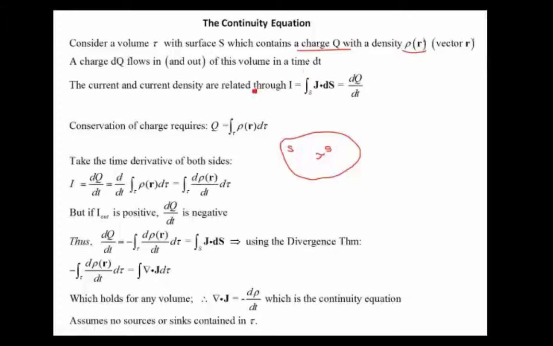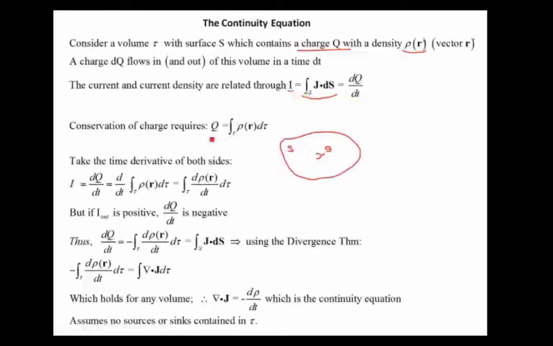So how are the current and current density related? If you have this surface S, the current that's either going in or out of the surface is equal to the integral of J dot ds. The current is equal to dq dt. So if a dq of charge enters or leaves the surface in a time delta t, you take that ratio and that gives you the current.